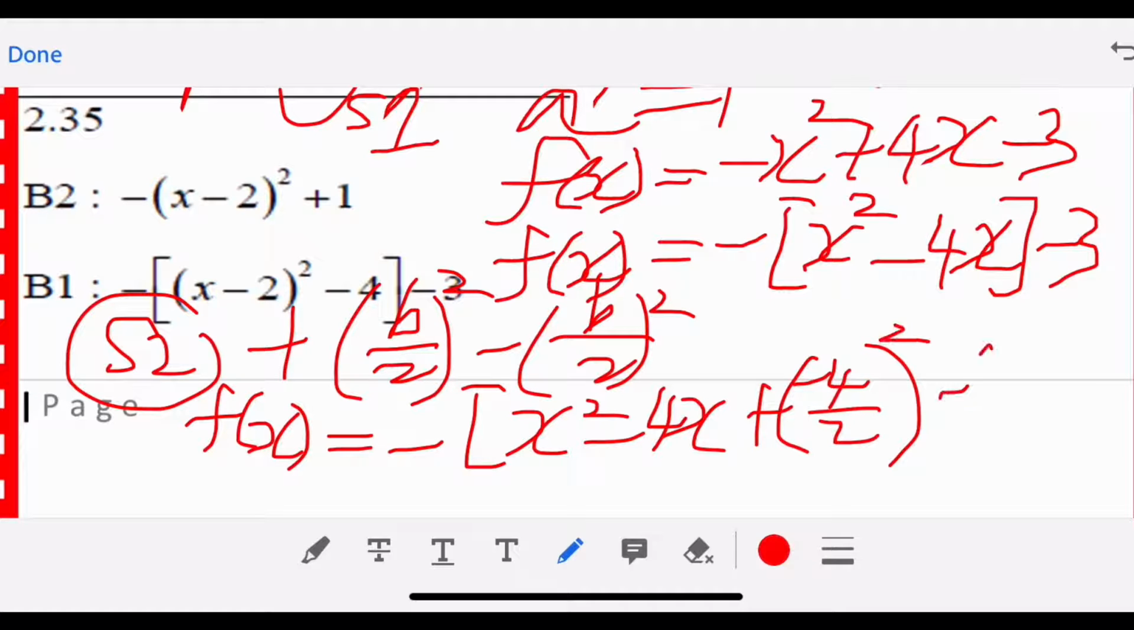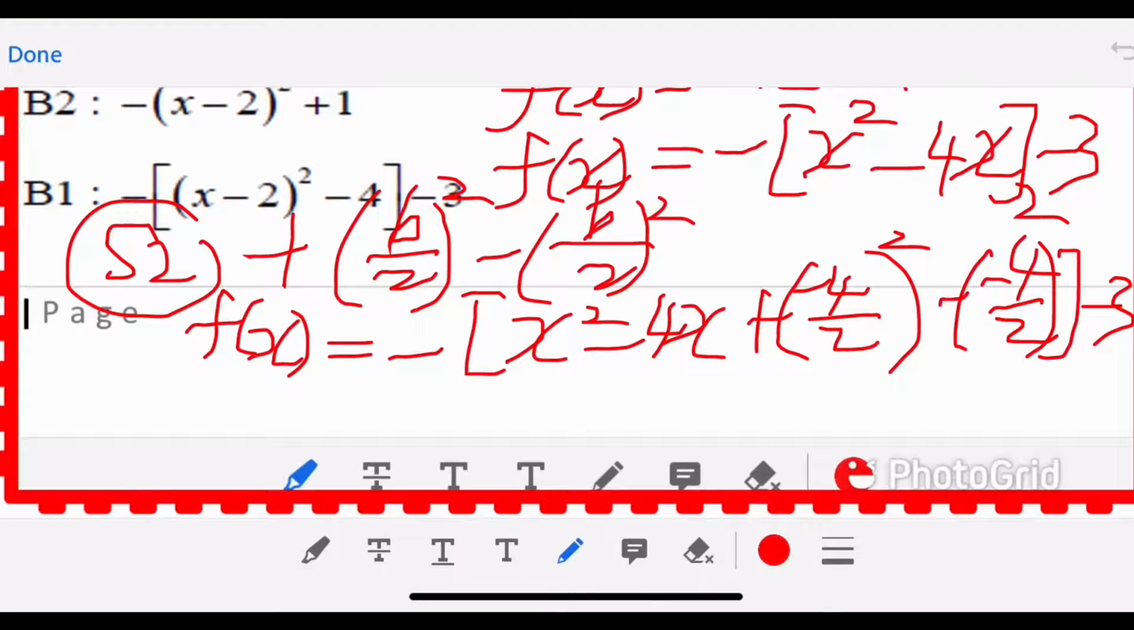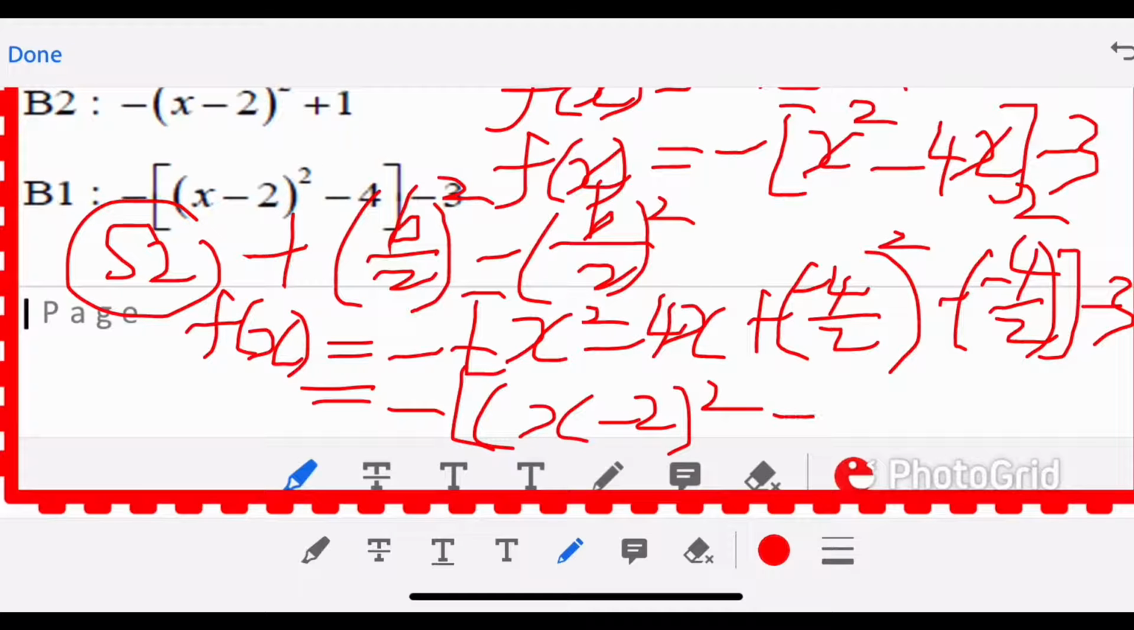So the b is negative 4. You must refer to the one with a positive. So that means you have to add in negative 4 over 2, and you must square it. And you have to minus it out immediately because you cannot simply add in something, right? So you have to plus the negative 2 squared minus the negative 2 squared.